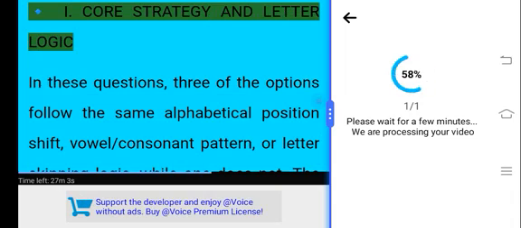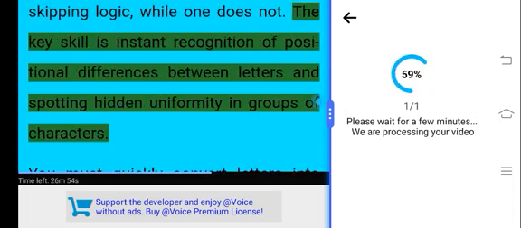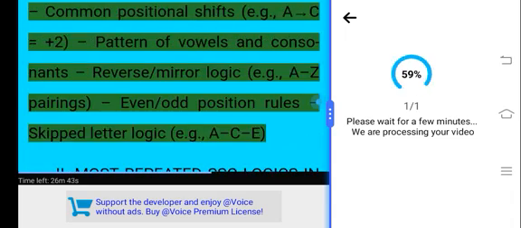Core strategy and letter logic. In these questions, 3 of the options follow the same alphabetical position shift, vowel consonant pattern, or letter skipping logic, while 1 does not. The key skill is instant recognition of positional differences between letters and spotting hidden uniformity in groups of characters. You must quickly convert letters into their number positions. Common positional shifts, e.g., A to C equals plus 2; pattern of vowels and consonants; reverse mirror logic, e.g., A to Z; even odd position rules; skipped letter logic, e.g., A, C, D.